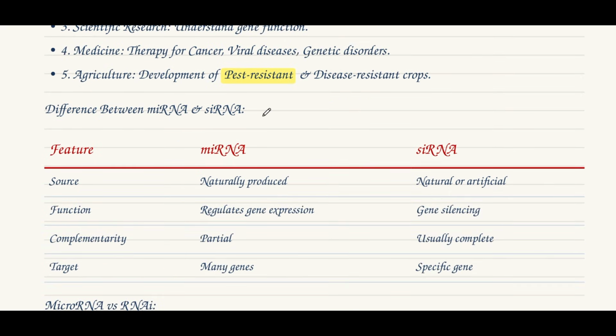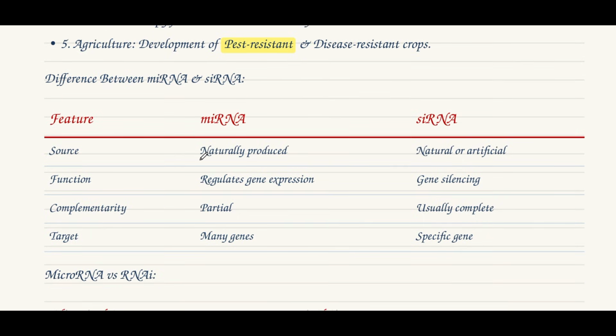Okay, some differentiation between microRNA and small interfering RNA. The source: is it natural or artificial? MicroRNA is naturally produced, and interfering RNA is present in our body also. Natural is also there, but artificial is prepared artificially. Function: regulate gene expression, here gene silencing.